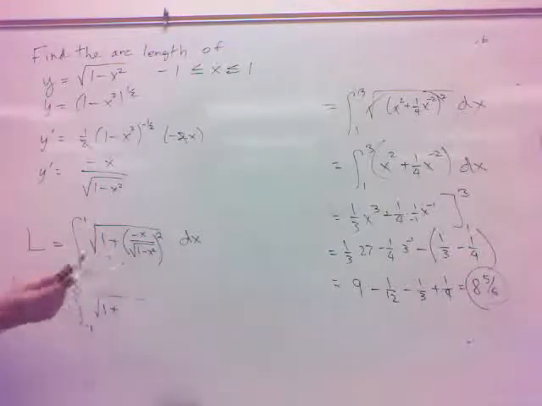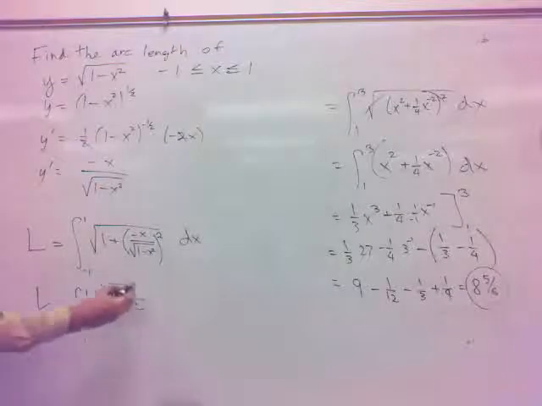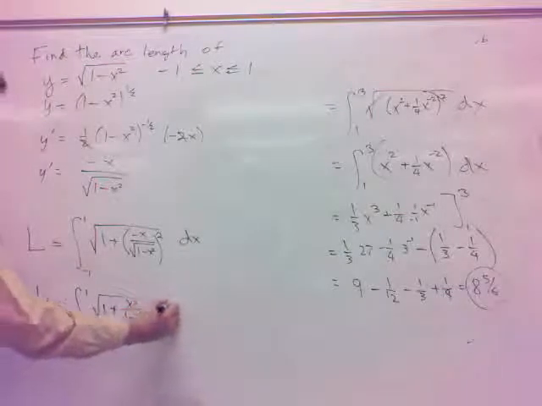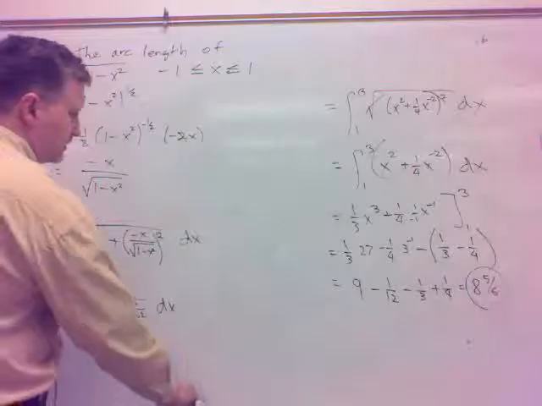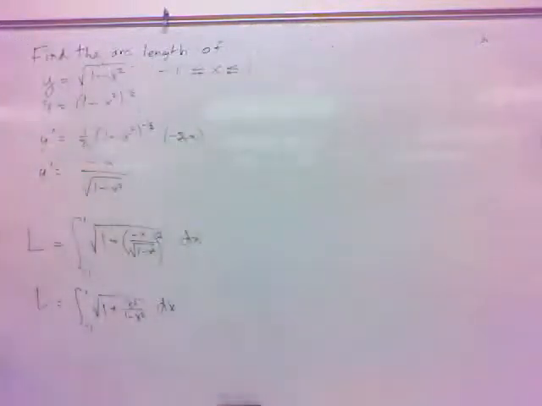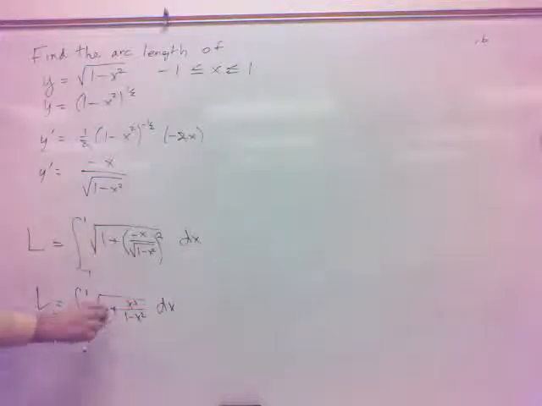Negative x squared, that's good because that's just positive x squared. And then the square root of 1 minus x squared, squared, would just be 1 minus x squared, wouldn't it? Okay. What do I do with that, you think? Well, probably go ahead and combine these fractions into one fraction. Get a common denominator. So I would multiply this one by 1 minus x squared over 1 minus x squared.